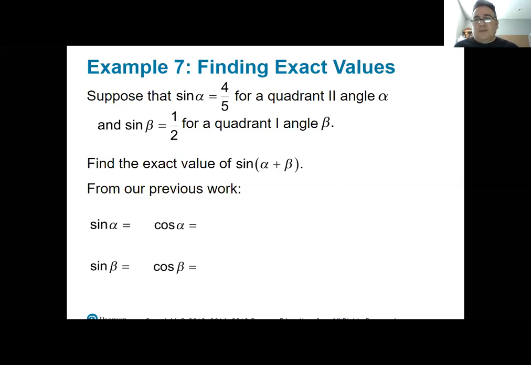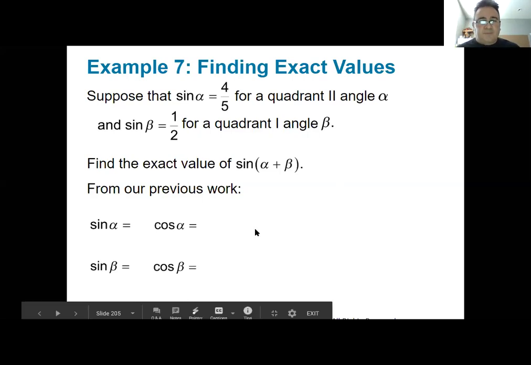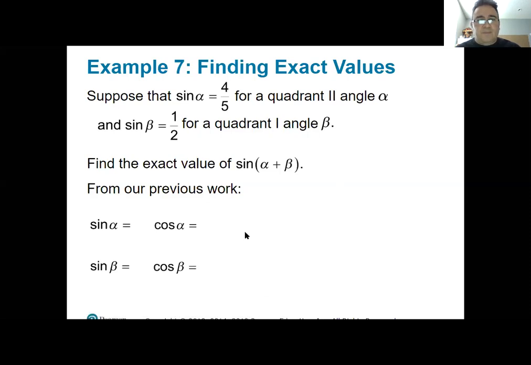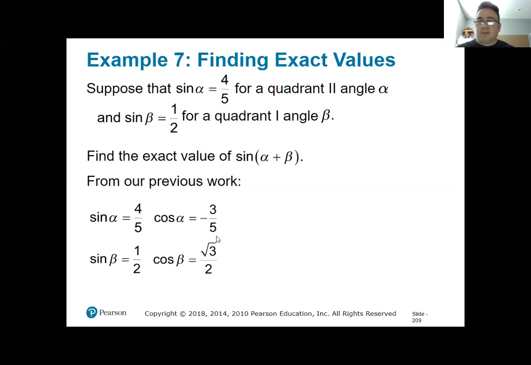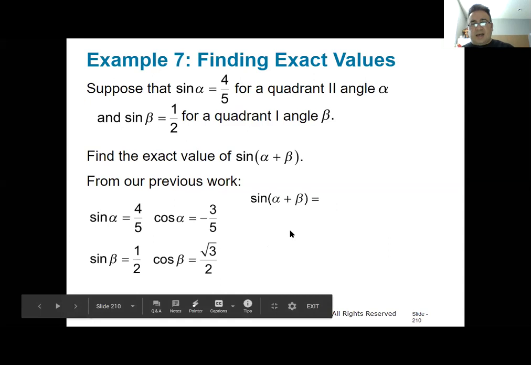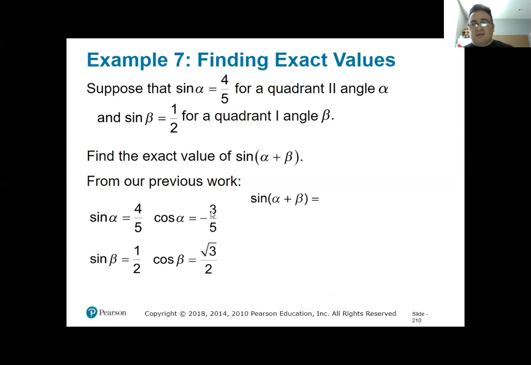All right, let's see what we got. You got the same values as before: sine alpha, sine beta, cosine alpha, cosine beta. Now we're working with sine of alpha plus beta. So what is the sine of alpha plus beta? Look it up if you don't know. Is it sine of alpha times cosine of beta plus cosine of alpha times sine of beta? Good job, Hannah.